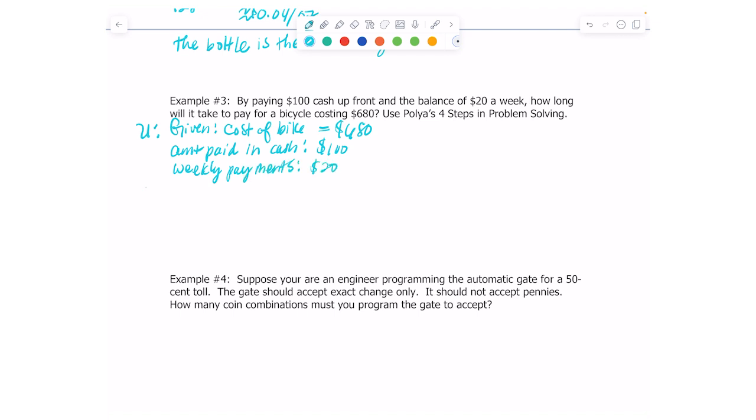Okay, so next I need to devise a plan, right? So what am I looking for here? How long is it going to take to pay for a bicycle that costs $680? So how would I determine that? Well, I know that the bicycle costs $680, right? I would want to subtract the cash that they paid up front. So it's the cost of the bike minus the amount paid in cash, and that's going to leave me with the amount left to be paid.